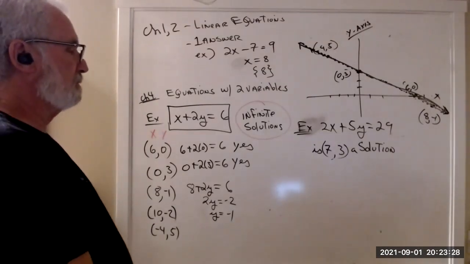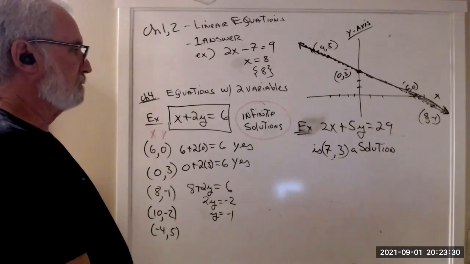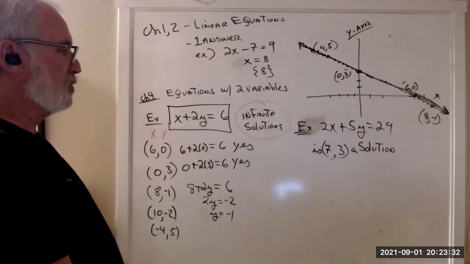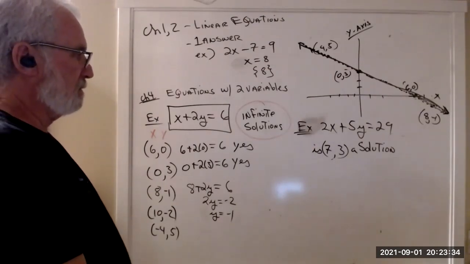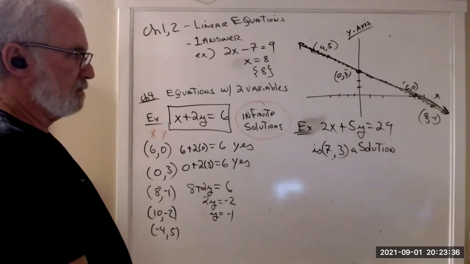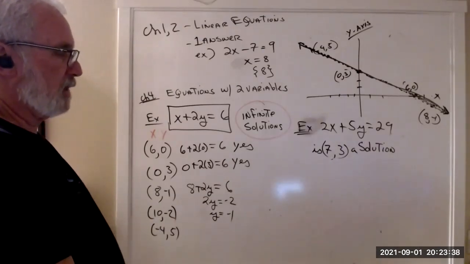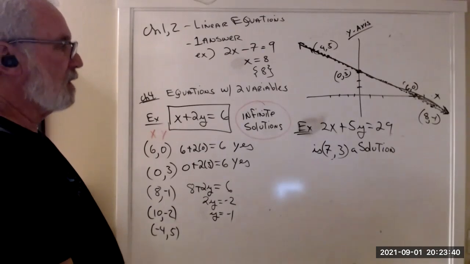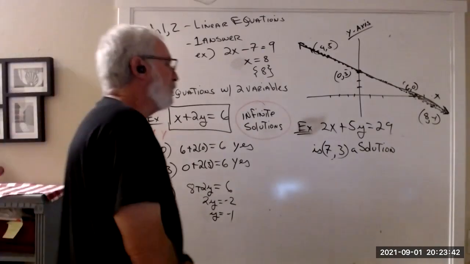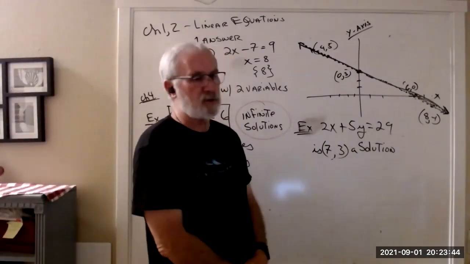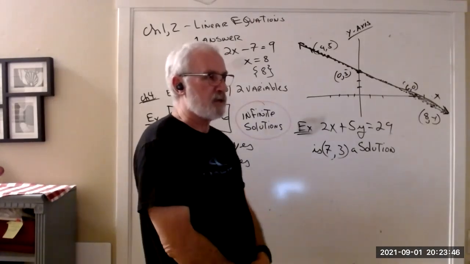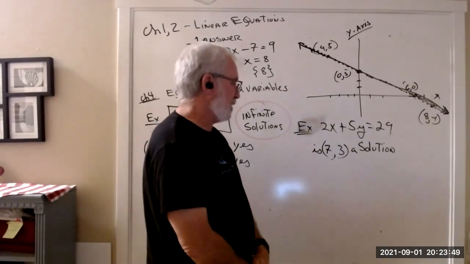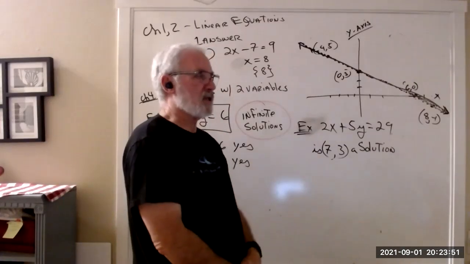Is it? Is (7,3) a solution? Could you say it's just one of the possible solutions? Yeah, is it one of the possible solutions? Yeah, that's what I'm asking. You rephrased it better than I did. Yes, it is. Okay, how do you know? How can you say yes?